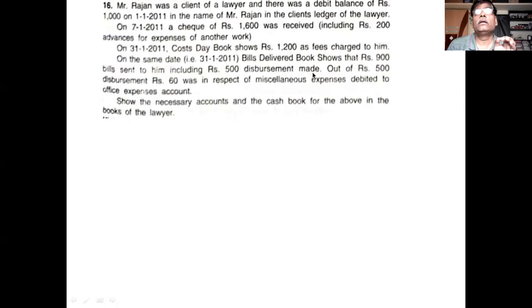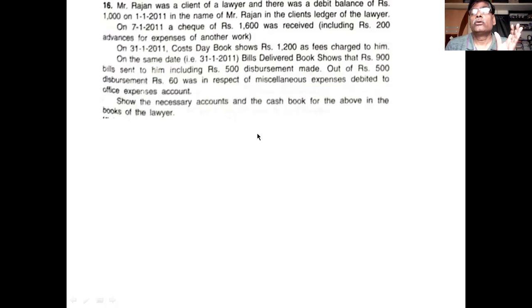This disbursement made is to be recorded on the debit side of the control account and the credit side of the disbursement account. And the same is to be recorded in the client account. Remember this. In the client account, you have to write this amount three times. And out of 500 rupees, 60 was in respect of miscellaneous expenses. That 60 rupees is to be taken on the debit side of the disbursement account and the credit side of the miscellaneous expense account. This is the point you remember.